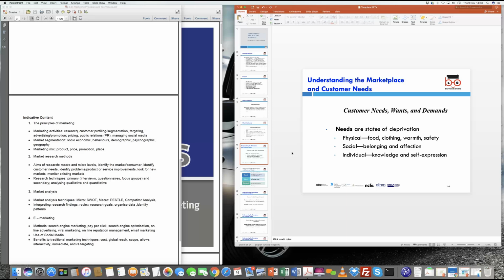So let's look at the differentiation of the words: what is a need, what is a demand, and how do we differentiate these? Now, needs are basically states of deprivation. So, for example, Maslow's theory. Have you heard about Maslow's theory?